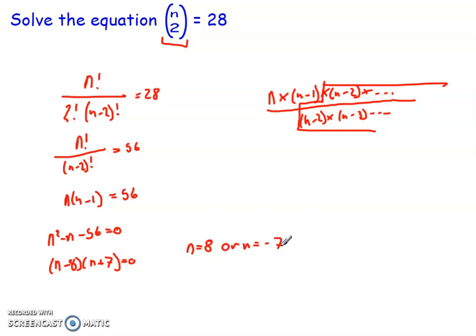Now, this is the point where logic comes into play. I can't have a negative number in this part of the equation. I can't have a negative number of possible outcomes or a negative number in the pool. So I can't have negative 6 racers, for example, or negative 7 colours of choice. So the negative number doesn't work. So from this, I know ultimately that n has to equal 8.